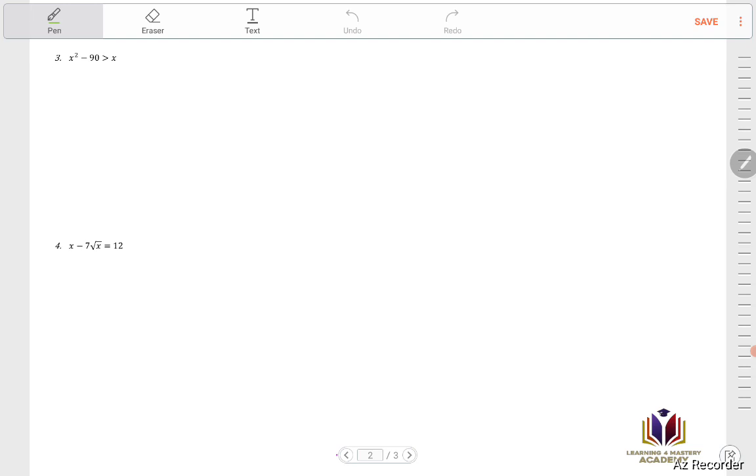So first thing first, we have to work this out and get the values of x. We have x squared, we transpose the x to this side, and it's going to give us x squared minus x minus 90 greater than 0. Then we work this out. It's going to give us two brackets: x minus 10, these are the factors, and x plus 9. And then we get the critical values. We say CVs: x equals 10 or x equals negative 9. This is the first step.